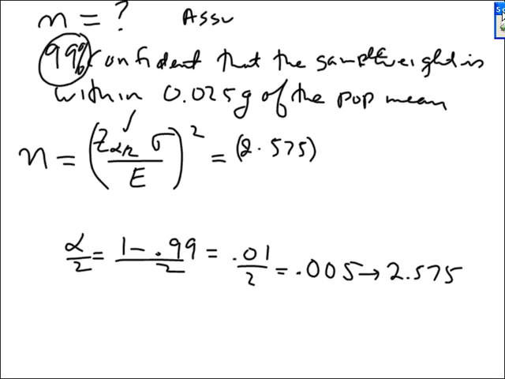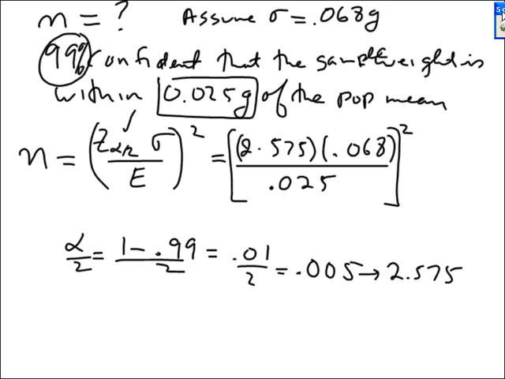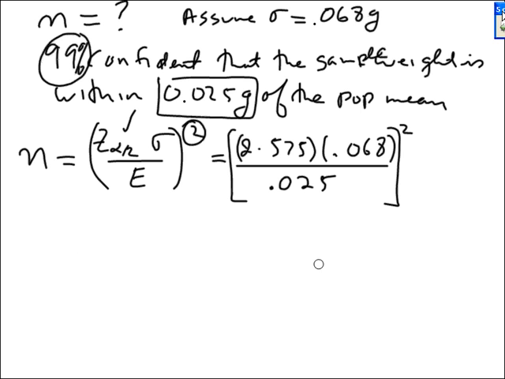Okay, assume sigma is 0.068 grams, and then we divide by E. You want the sample weight to be within this amount. That's your error. That's the hardest part of this problem, in my opinion, to realize that's the error. Then once you calculate that, you have to square it. If you do this, you get a cutoff number. It turns out that this number is 49.056016, to a number of decimal places.